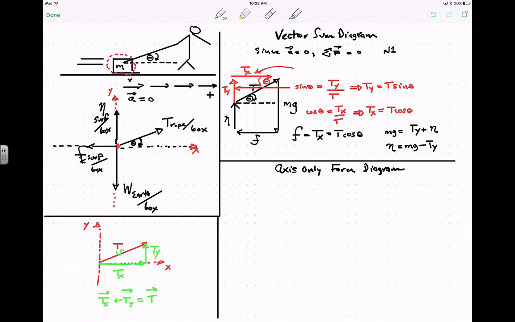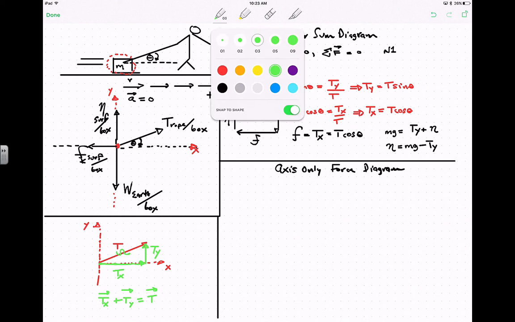Let's make an axes-only force diagram. That is a force diagram where all our forces are either in the x or y axis as we've defined them. Good? So if I replace tension with the two that add to it, the component pieces that add to tension, then I'll only have forces along the x or y axis. Okay? That makes it so that you can treat the vectors as scalars with positive, negative as their direction. That's what it gains us.